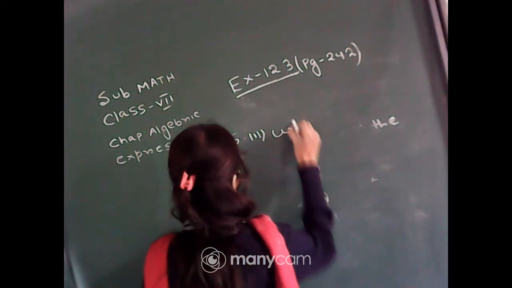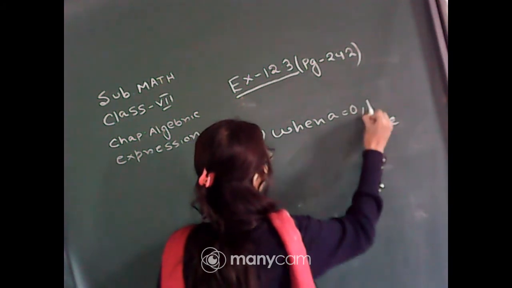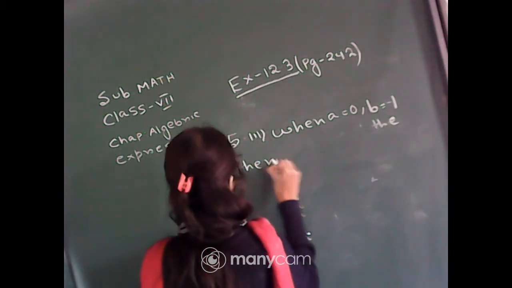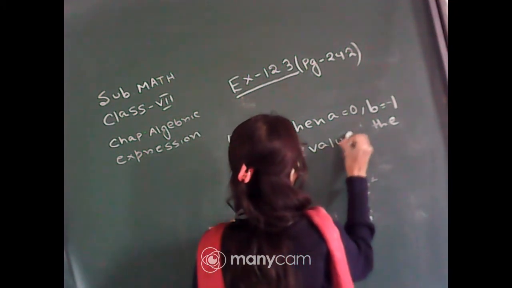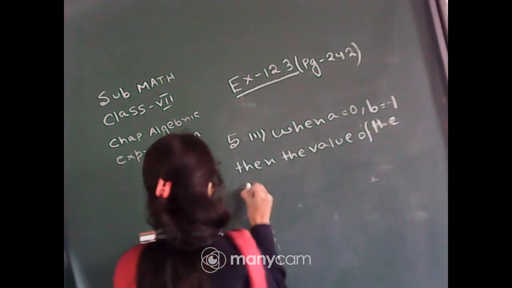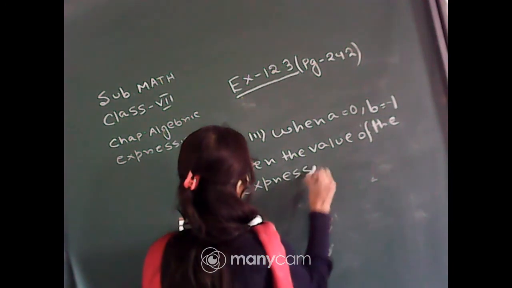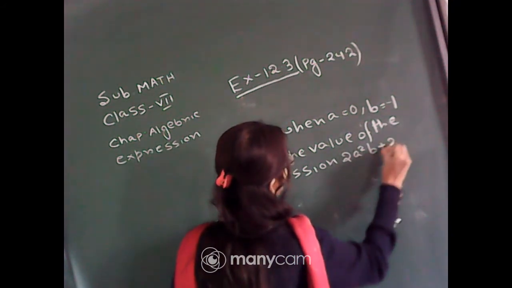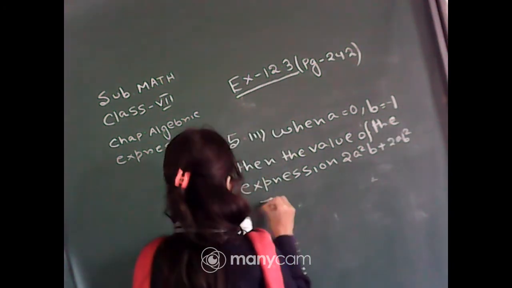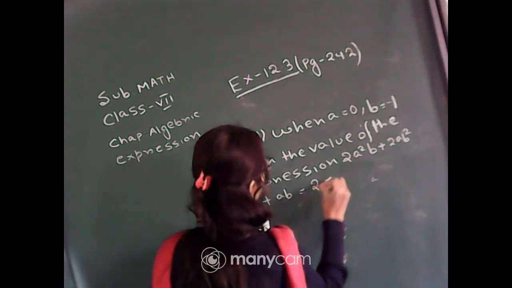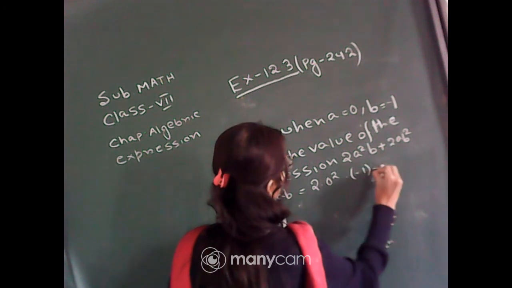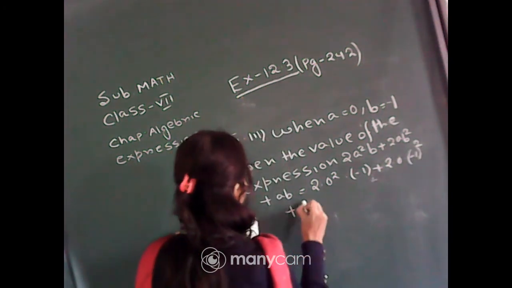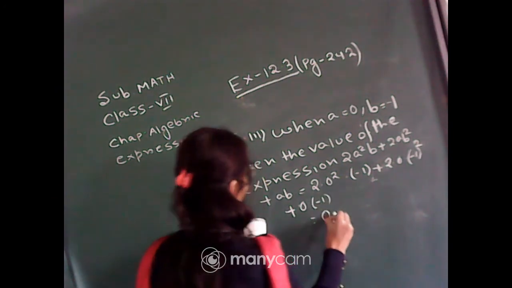When a is equal to 0, b is equal to minus 1, then the value of the expression 2a square b plus 2ab square plus ab is equal to 2 into 0 square into minus 1 plus 2 into 0 into minus 1 square plus 0 into minus 1. Therefore, the required answer is 0.